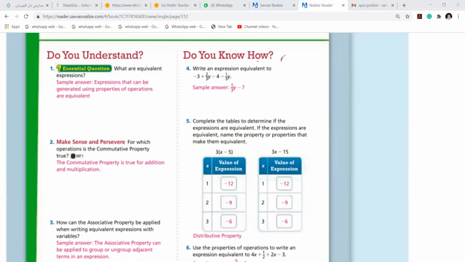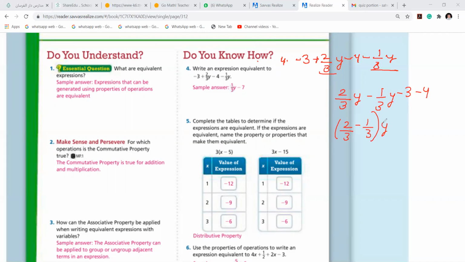The question is minus 3 plus 2 over 3y minus 4 minus 1 over, what is the last one, girls? 1 over what? Is it 3? Yeah. Okay. I bring the same families together. That is 2 over 3y minus 1 over 3y. And then I write the numbers minus 3, minus 4. Correct? Any question here? I write the families. That is 2 over 3y minus 1 over 3y. And then minus 3 and minus 4 together. I made them together. I have to do this 2 over 3y minus 1 over 3y because they are from the same family.